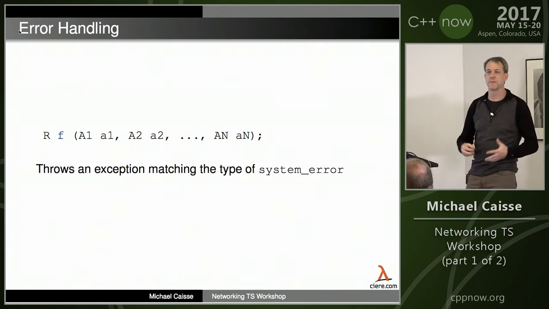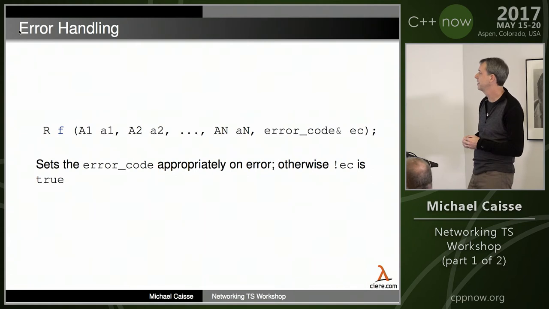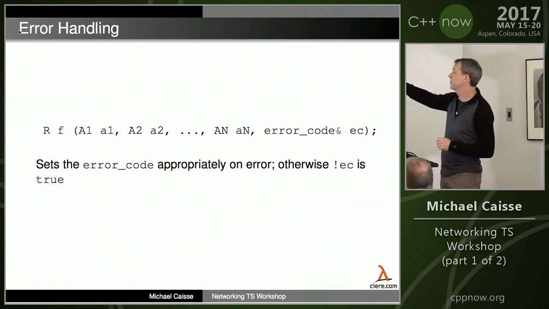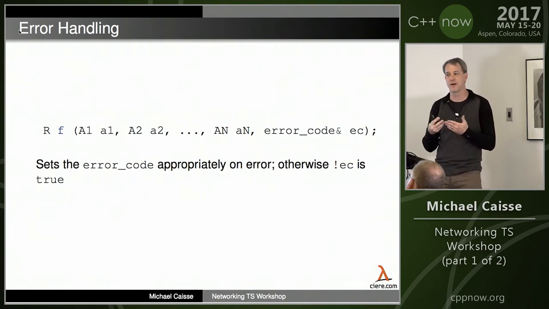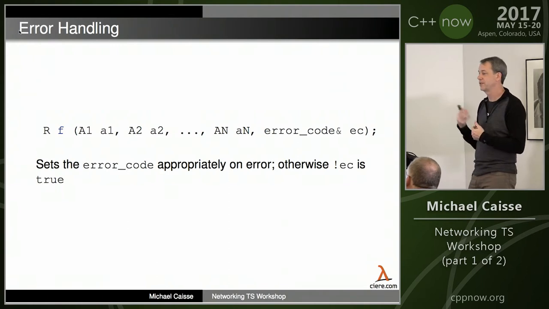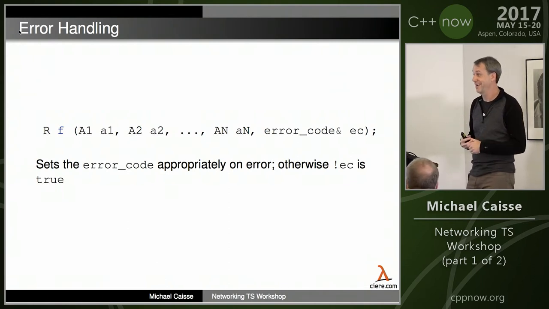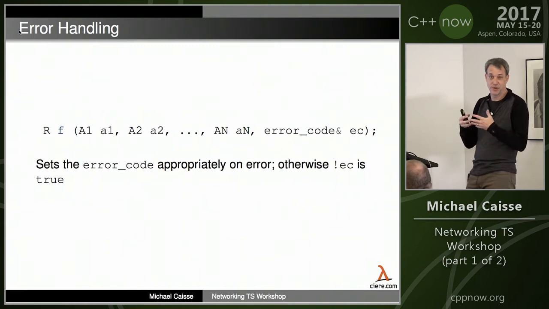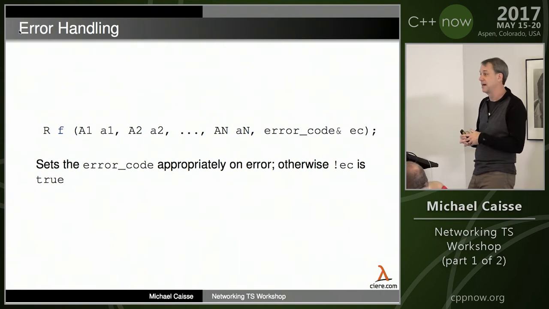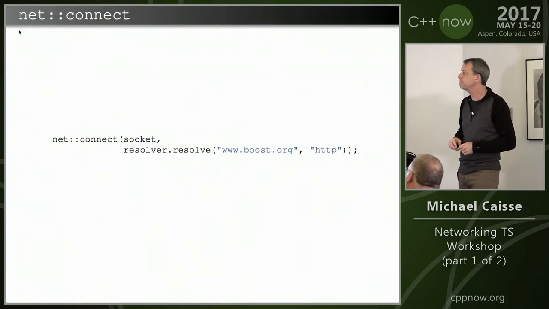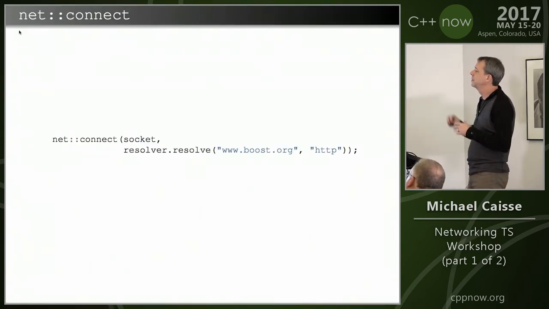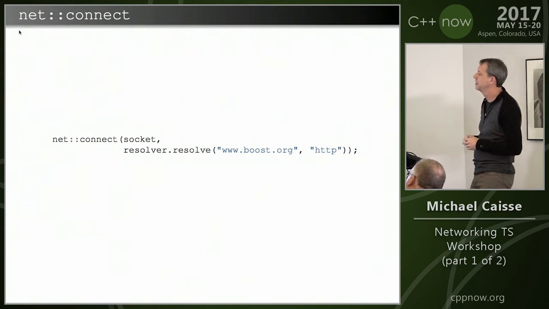All right, so we've set up some rules about error handling. Oh no, we've got a couple more. Oh yeah. So this version is going to set the error code appropriately on the error. And if you test it for not error, so EC, not EC, is true, then there was no error. All right, so we just Boolean test the return result, the object. And if it is not an error, then it will test that it's not an error. All right, so connect. We've now connected. If we didn't connect, there was a problem, we would have thrown an exception here.